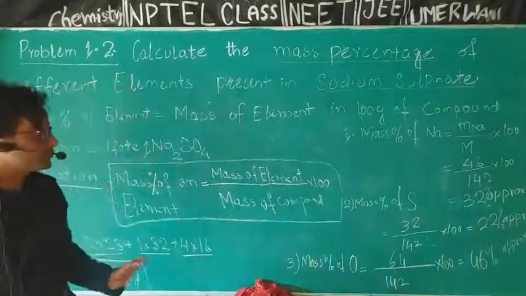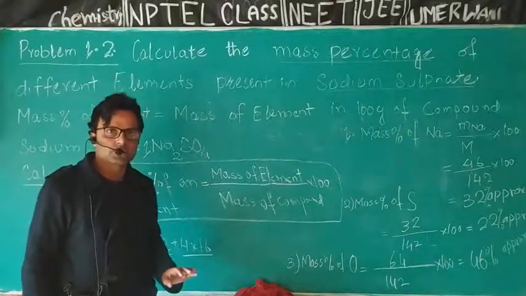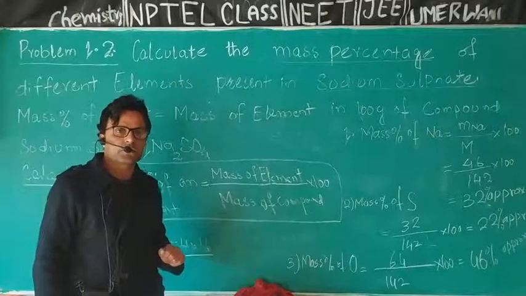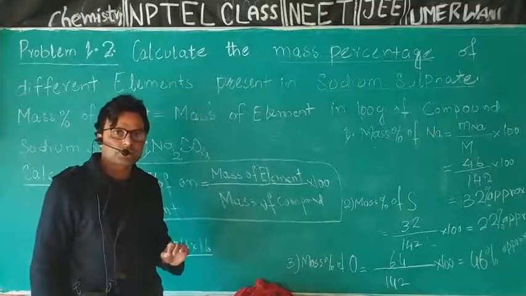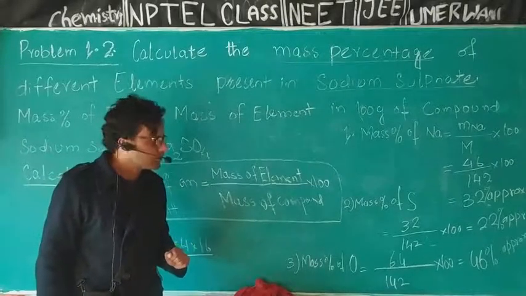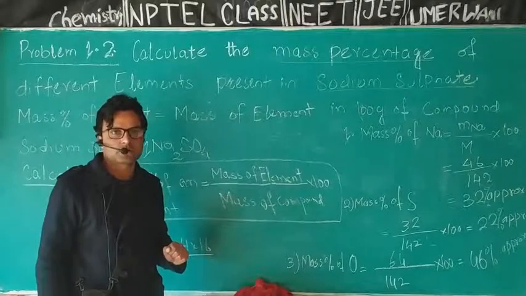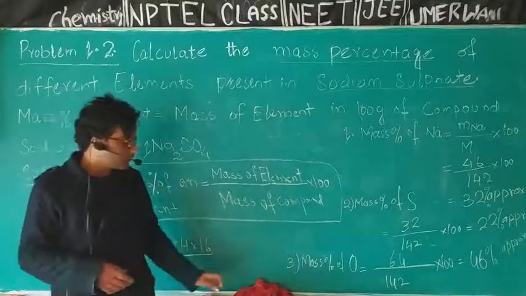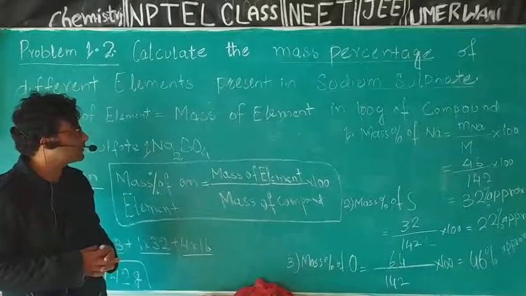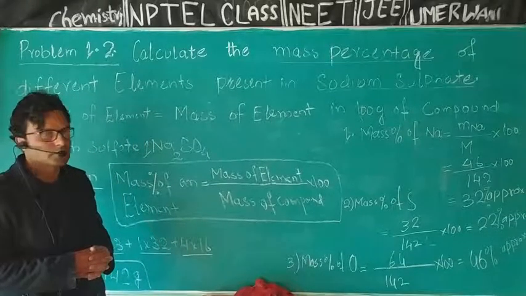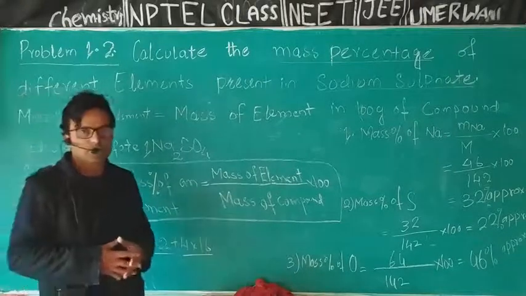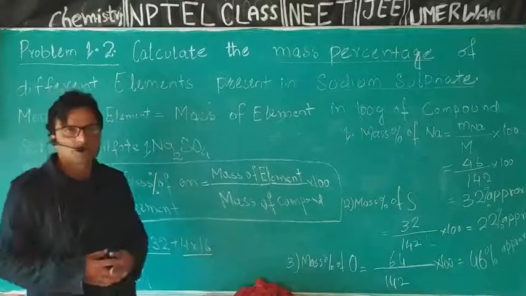If anybody asks you what is the mass percentage composition of sodium sulfate, you need to answer him that it is sodium 32%, sulfur 22%, and oxygen 46%. And likewise, you can solve many problems of this kind. Just take the idea and apply it in other problems of the same nature.